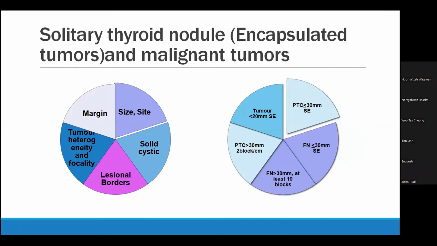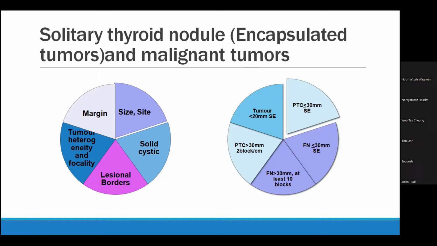Okay. All right. So how about solitary thyroid nodule and malignant tumors? I make it as a pie because each piece of this cake is important. So it's basically the size, solid or cystic. Cystic doesn't mean benign. Sometimes a tumor can undergo cystic degeneration. Lesional border. Lesional border means in a solitary thyroid nodule, you will have the lesion capsule. So is it encapsulated or is it irregular?